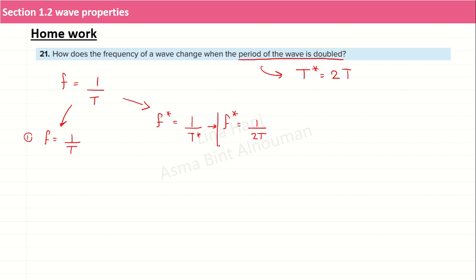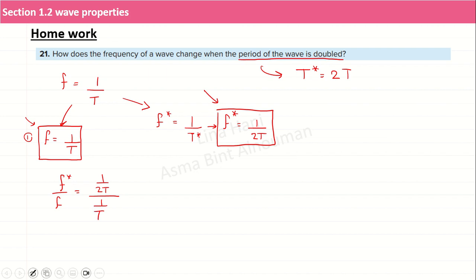After I created two equations, one with the old parameters and one with the new parameters, we need to divide them over each other. The new one divided by the old one. So the new frequency divided by the old frequency is going to equal 1 over 2t divided by 1 over t. Now you can see that some of the things will cancel, like the t and the t, and we are left with the new frequency over the old frequency is equal to 1 over 2.